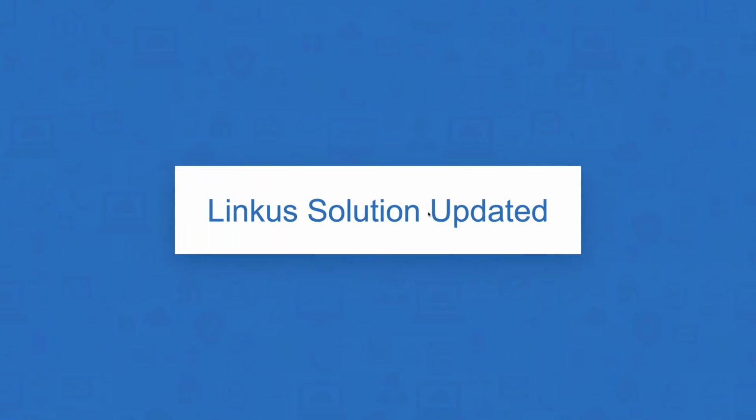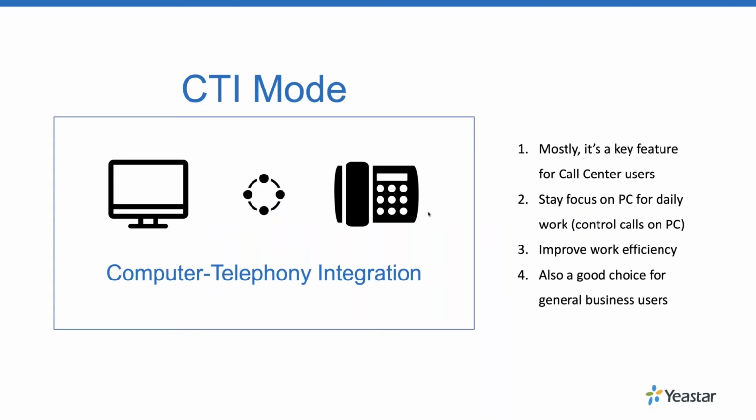All right. So first of all, I'm going to talk about some updates available for the Linkus solution. As we know, Yeastar has a solution called Linkus for unified communication for your business collaboration. This time we are going to have a few updates with the Linkus solution. Now you can have our Yeastar system with our Linkus UC application on your mobile and your computer, so you'll have a very comprehensive solution for your business collaboration. The first update available on your Linkus is called CTI mode.